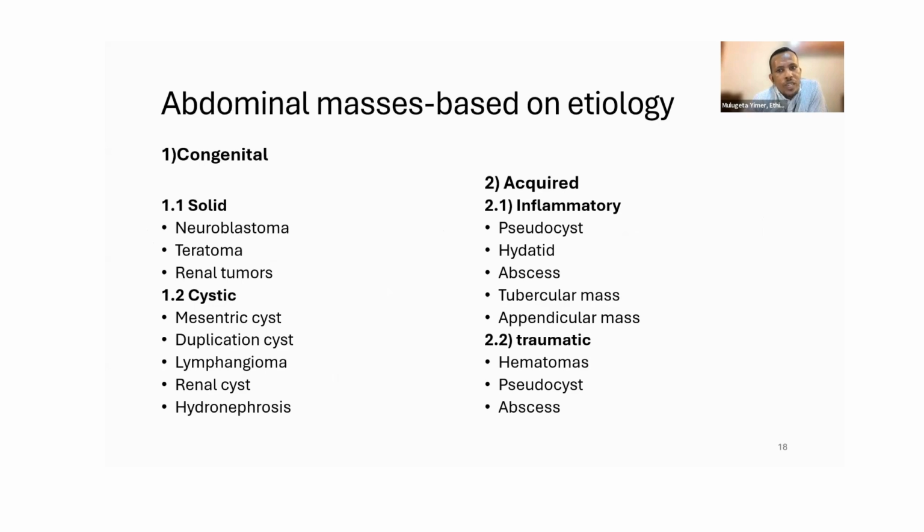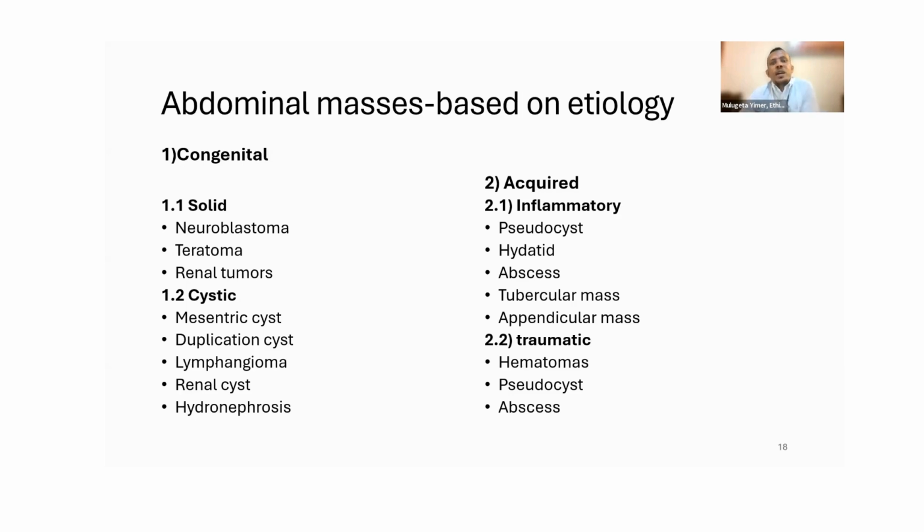So based on the etiology or the underlying cause, it could be congenital if it happened since birth. Obviously, it could be solid or cystic. Solid masses are mostly malignant, and it could be of a congenital solid nature. It could be neuroblastoma, it could be teratoma, or it could be a renal tumor like mesoblastic nephroma, or clear cell sarcoma could be there. But a cystic congenital mass is mostly either a duplication cyst or lymphangioma or hydronephrosis or multicystic disease of the kidney.